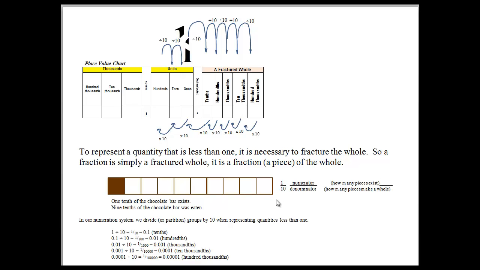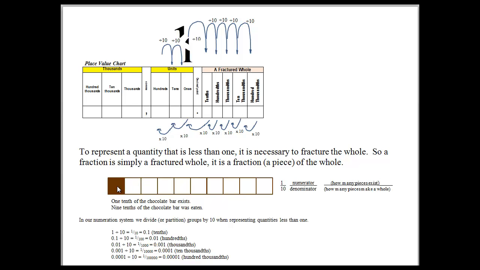Now, how we represent this in fraction form is the numerator, which is the top number, is going to represent how many pieces exist. And then the denominator is going to represent how many pieces make that whole. So for example, we'll use the same Hershey's bar as an example. At this point, let's just say I ate 9 of those pieces and I have 1 left.